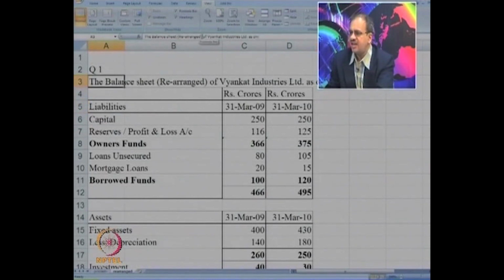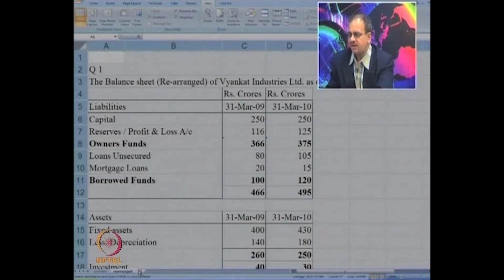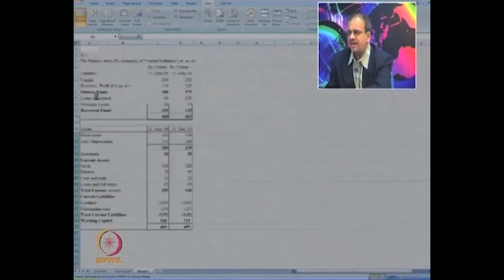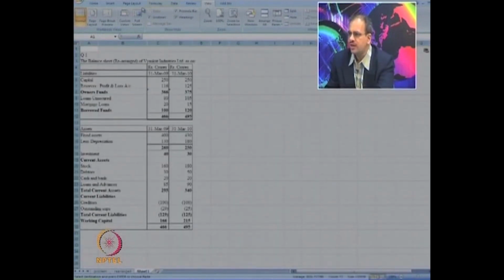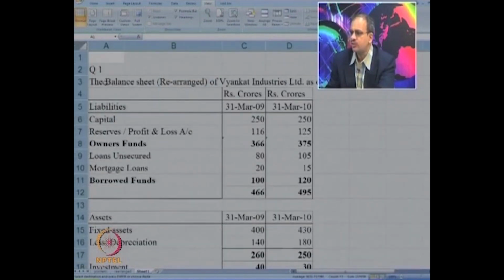Now, the balance sheet as rearranged, I will try to change it and make a comparative statement. I will request you all also to do it along with me, so that it will be clearly understood by you.